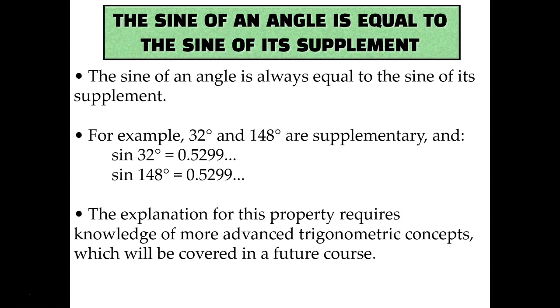Another piece of information that we're going to need in order to solve these problems is the fact that the sine of an angle is equal to the sine of its supplement. For example, if you were to type in the sine of 32 and the sine of 148 into your calculator, both of those are going to give you the same answer of 0.5299... And that's because those two angles are supplementary. 32 plus 148 equals 180 degrees. The explanation for why this works is a little bit beyond what we need to focus on in this class, so just take my word for it, and you'll learn why this is the way that it is in a future course.